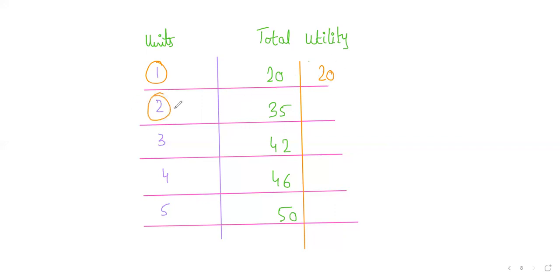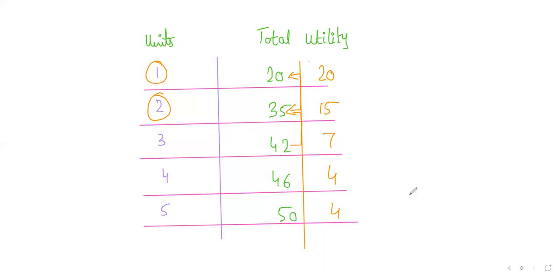After you consume the second burger, your marginal utility was 15. Why? Because 35 minus 20 is how much? 15. Then when you consume the third burger, your total utility rose from 35 to 42, so that means an additional 7. Then came in 4, and then again 4. So what are you seeing over here? That your marginal utility is diminishing.